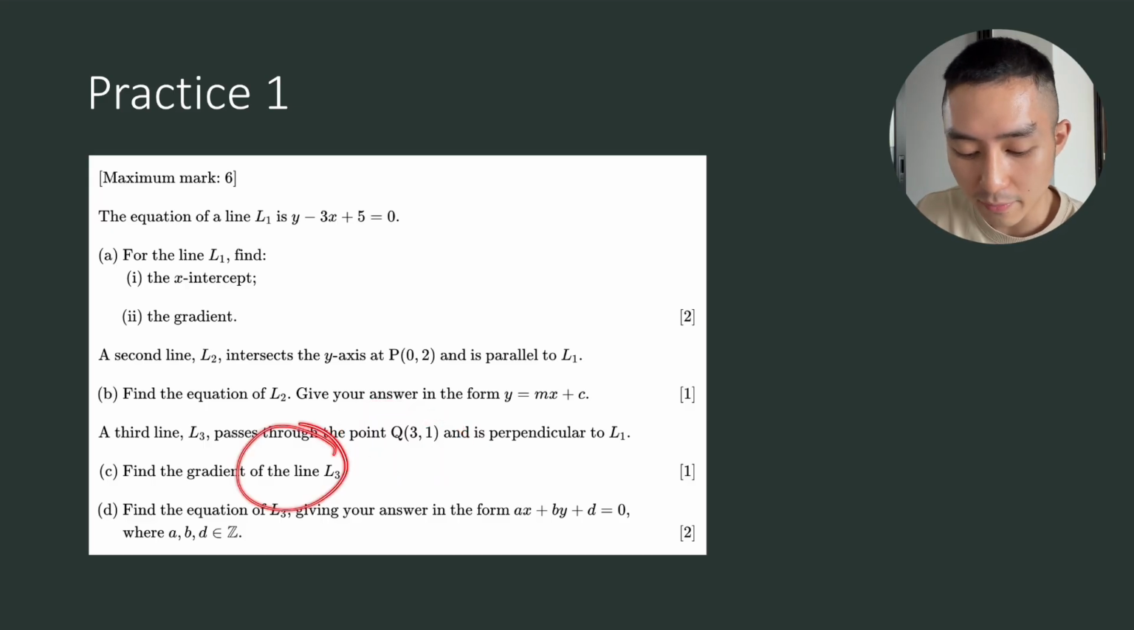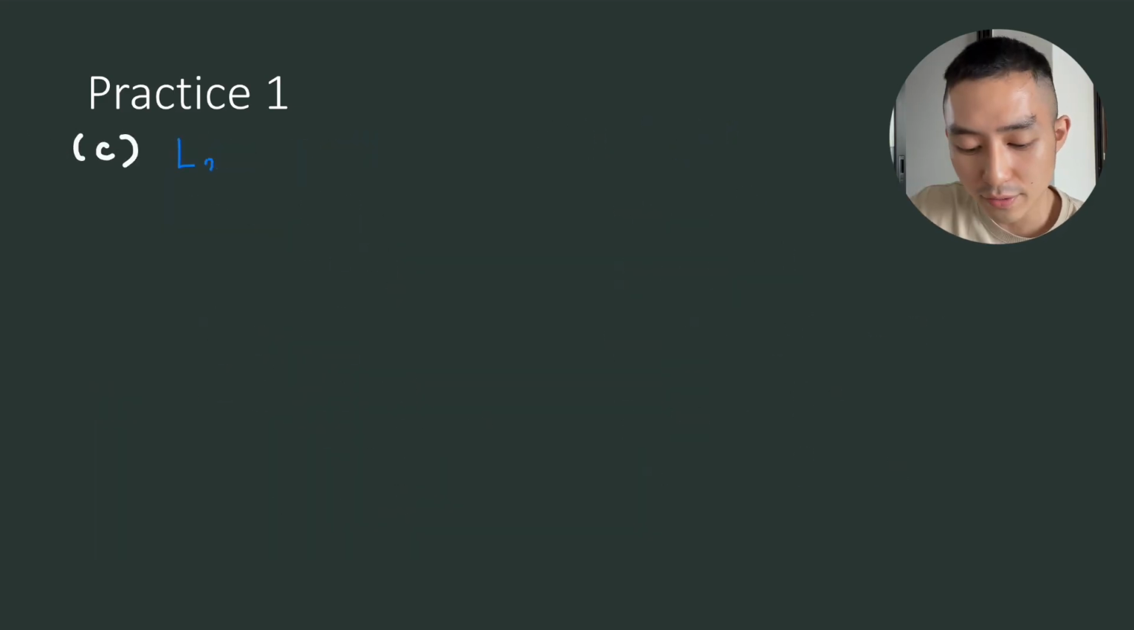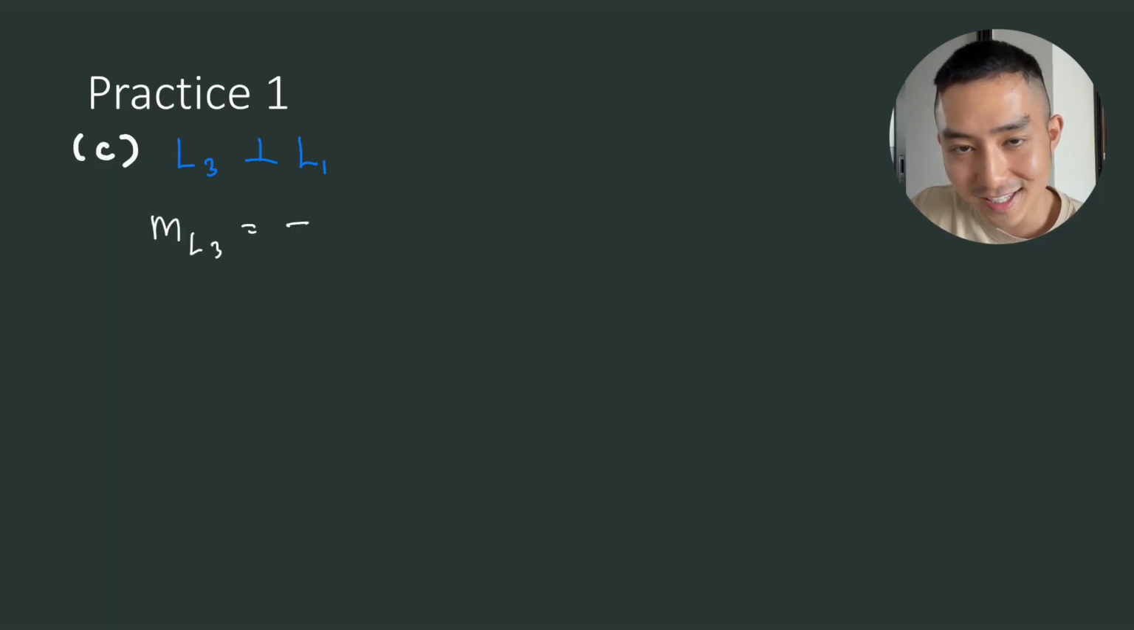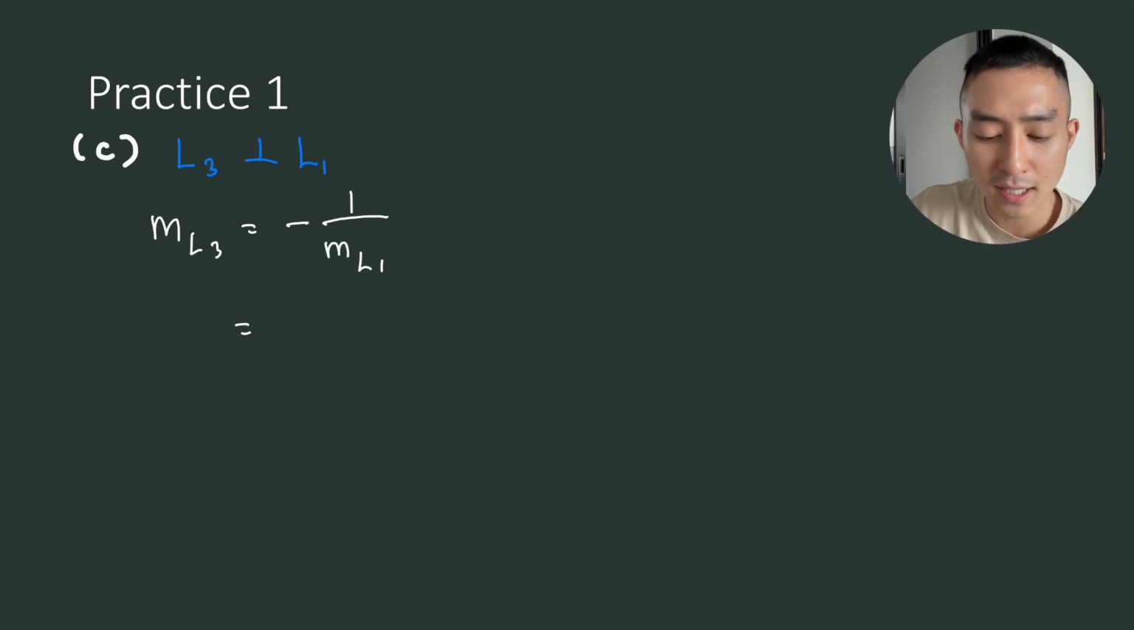So we need to find the gradient of L3. Line 3 is perpendicular to line 1. So we know that the gradient of line 3 is the negative reciprocal of the gradient of line 1. The gradient of line 1 was 3, so it is negative 1 over 3, and that's the final answer.